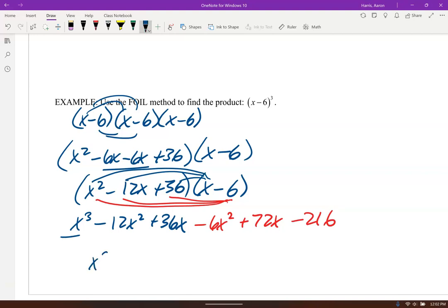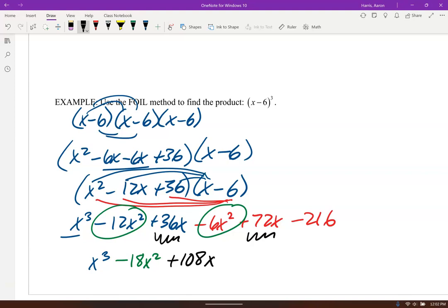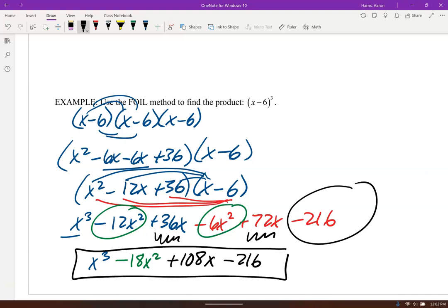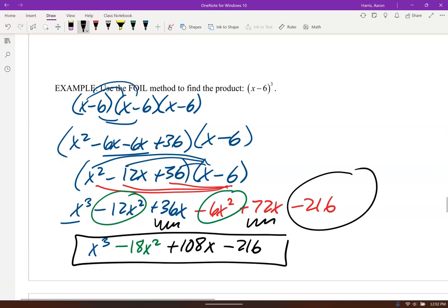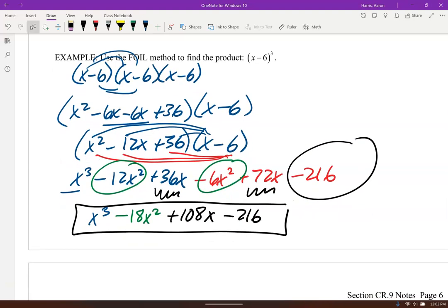X cubed, that's my only x cubed. Minus 12x squared minus 6x squared, that's a minus 18x squared. 36x plus 72x, what's that, 108x? And then finally minus 216 is the only constant on the end there. Okay, so that's x minus 6 quantity cubed. Any questions so far?